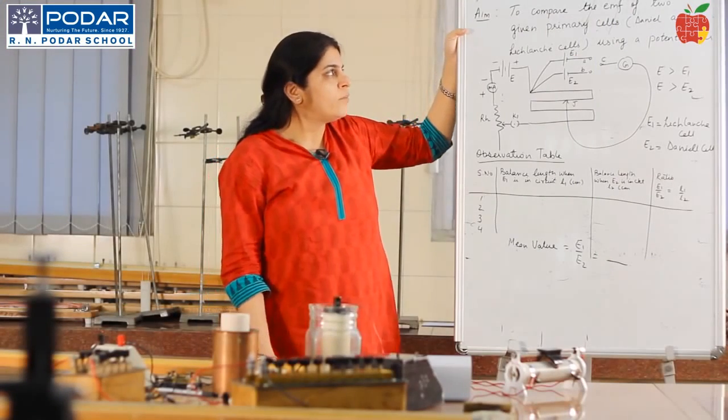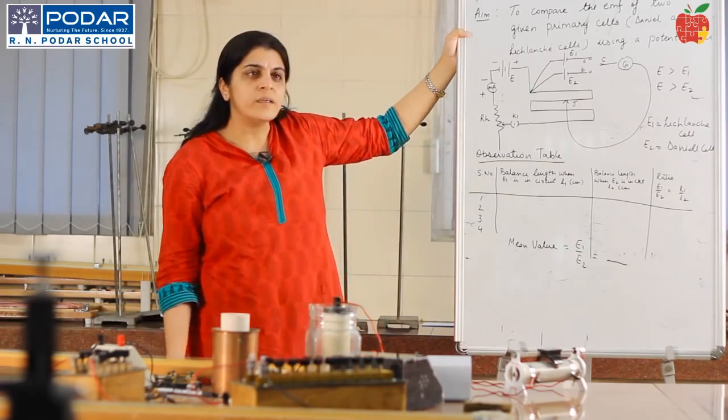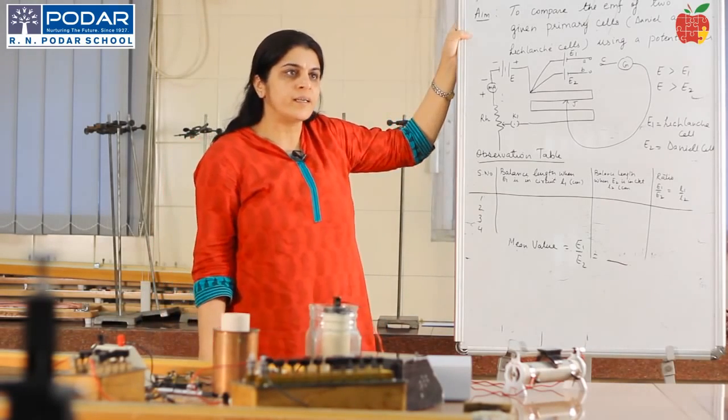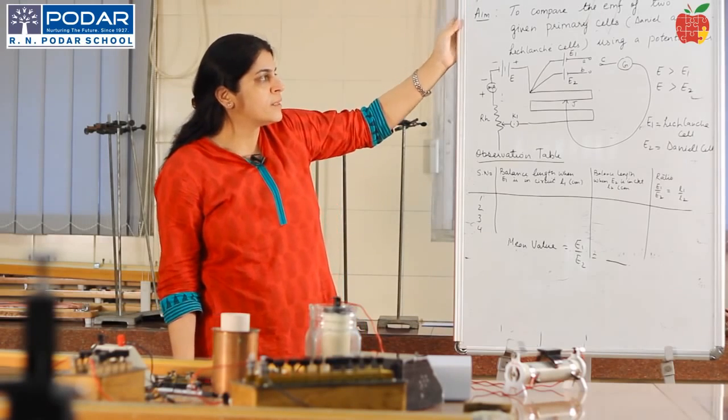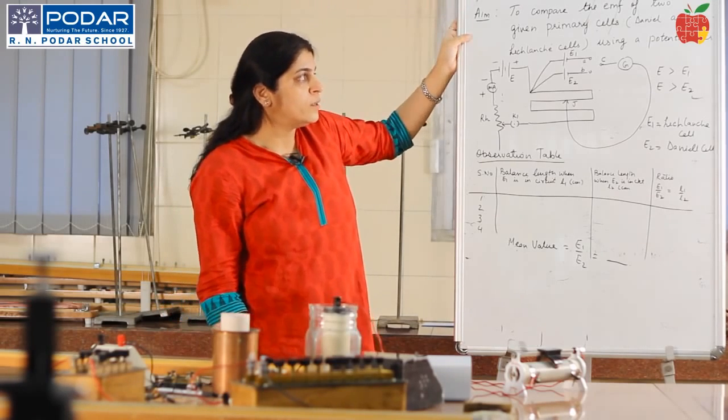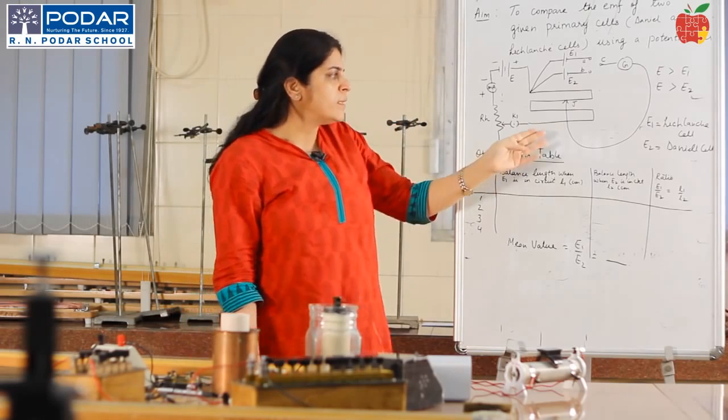Here students, we have another experiment which you have studied the theory in your chapter current electricity. The experiment is to compare EMF of two given primary cells, that is Daniell and Leclanché cell, using potentiometer. You can see the circuit diagram.